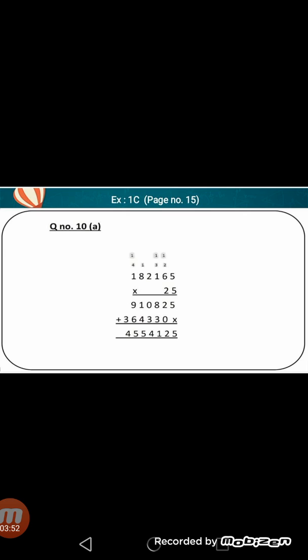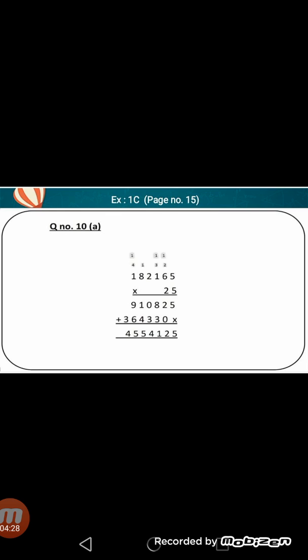Now add all the columns vertically and always start adding from the unit column. 5, we will write 5 as it is, 2 plus 0 will give you 2. 8 plus 3 will be 11, we will write 1, 1 will be carry. 0 plus 3 will be 3 plus 1 will be 4. 1 plus 4 will give you 5. 9 plus 6 will give you 15, we will write 5, 1 will be carry, and 3 plus 1 will be 4.